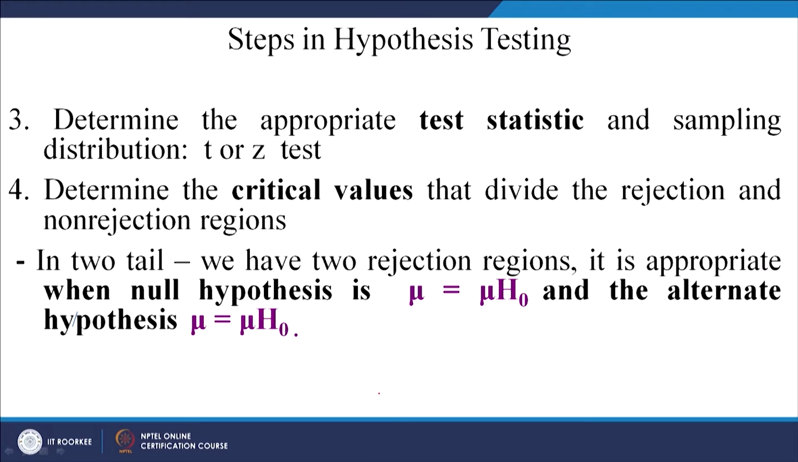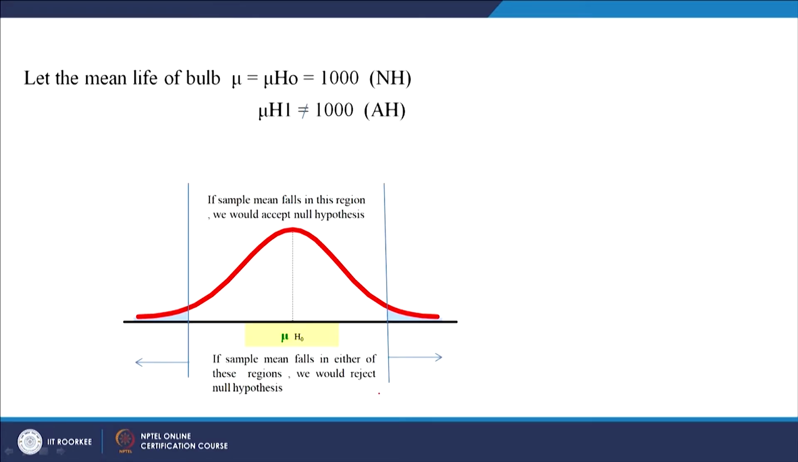Determine the appropriate test which is to be applied. If the standard deviation of the population is unknown and the sample size is 30 or less than 30, you use the t test, otherwise the z test. Determine the critical value that will divide the rejection and non-rejection regions. So, you will come to know which regions are rejection regions and which one is not a rejection region, right. So, in a 2 tail test you will have 2 rejection regions, in a 1 tail test you will have 1 rejection region. This is what we have seen as well in the previous session.